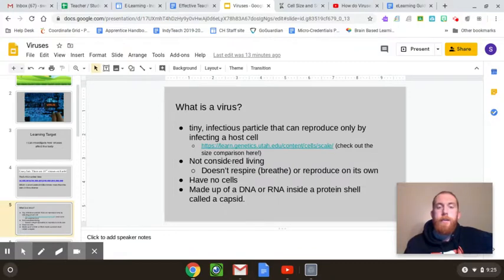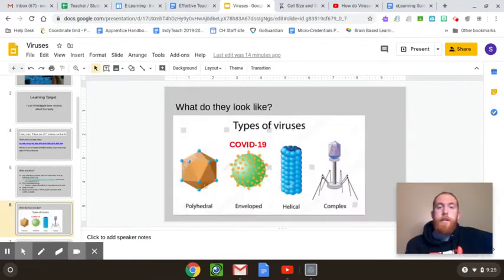They're not considered living because they don't respire or breathe, or like I said earlier, they don't reproduce on their own. They don't have any cells, and they're made up of just DNA or RNA inside a protein shell called a capsid, all right? So here's what they look like.